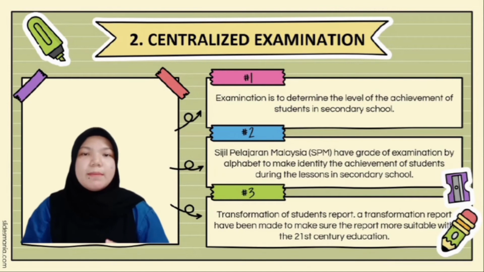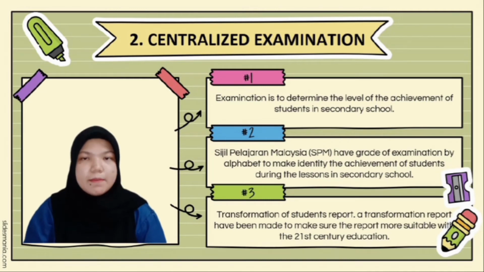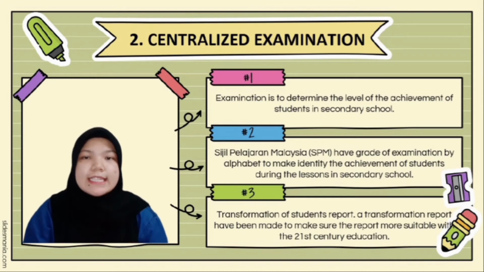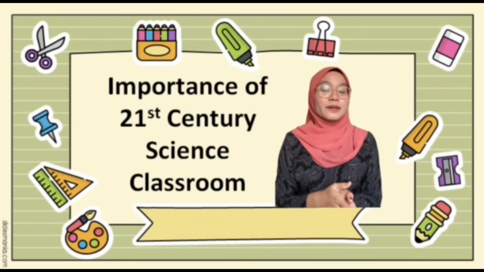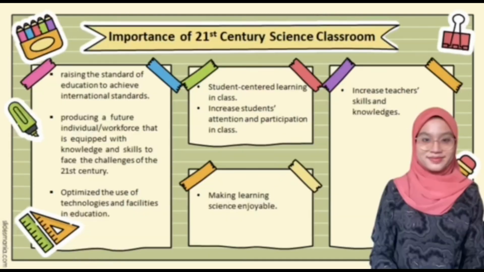Examination is to determine the level of achievement of students in secondary school. Sijil Pelajaran Malaysia (SPM) has grades of examination by alphabet to identify the achievement of students during the lesson in secondary school. A transformation report has been made to make sure the report is more suitable with 21st century education. For the next part, let's learn about the importance of the 21st century science classroom.